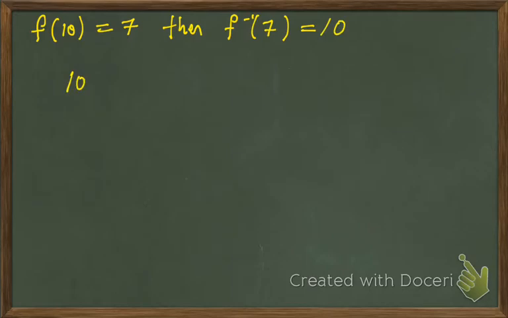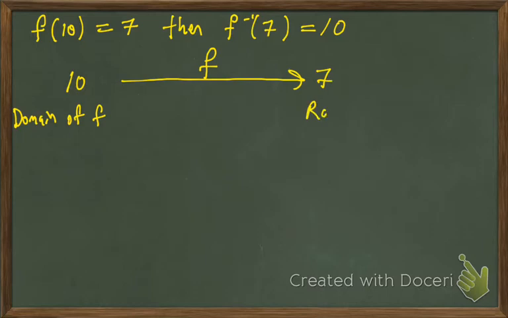So hypothetically, 10 degrees Fahrenheit would be 7 degrees Celsius. That's probably not true, but for the sake of argument, then 7 degrees Celsius would be 10 degrees Fahrenheit, and you'd have your function and its inverse. So 10 is in the domain of f, and that's going to be sent to 7, which is in the range of f.